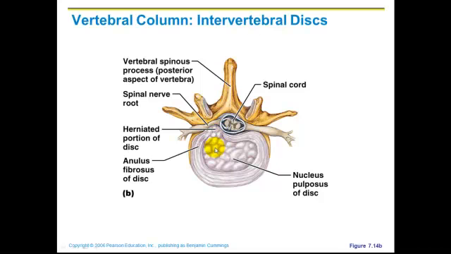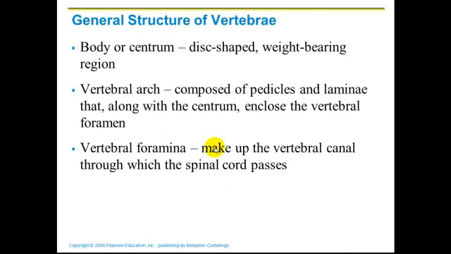Okay. So those are the intervertebral discs, and in chapter 8, when we talk about the different joints, we'll talk a bit more about the intervertebral discs. Now, we're going to look at the general shape of a vertebra, and then we will look at the specifics and what differs between the cervical, thoracic, lumbar, and sacral.